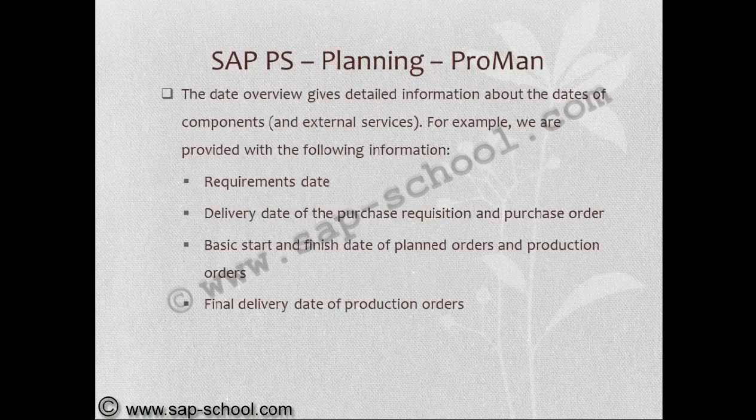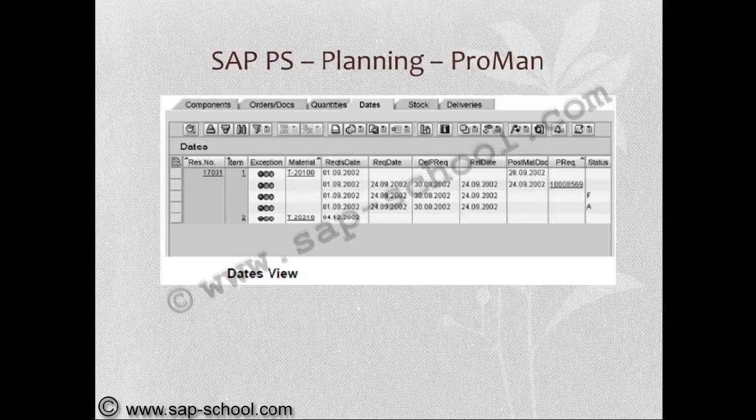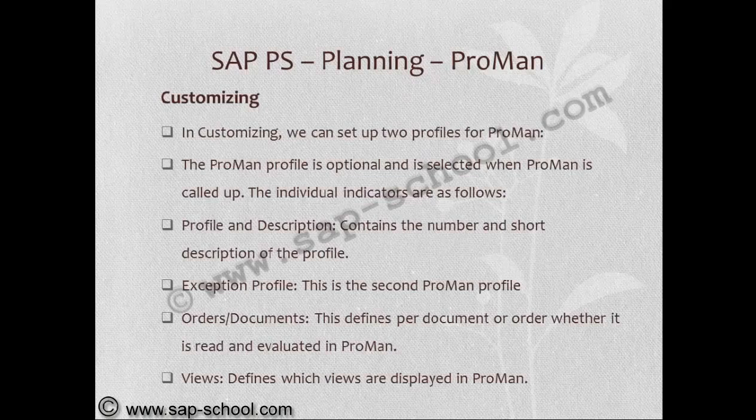The dates overview gives detailed information about the dates of the component: requirements date, delivery date of the purchase requisition, purchase order date, basic start and finish date of the planned order or production order, final delivery date of the production order. This we can view in the dates view.